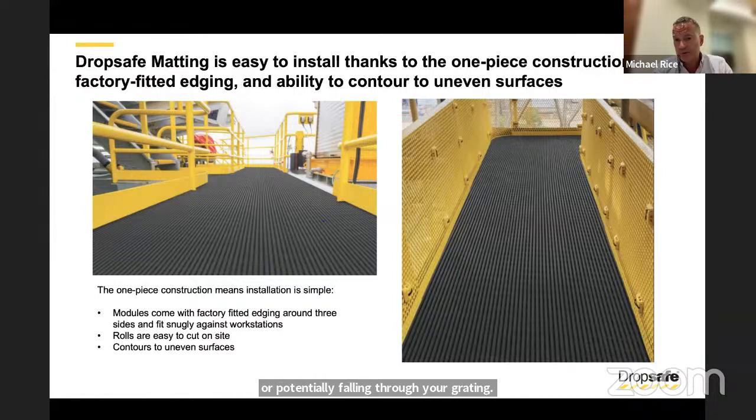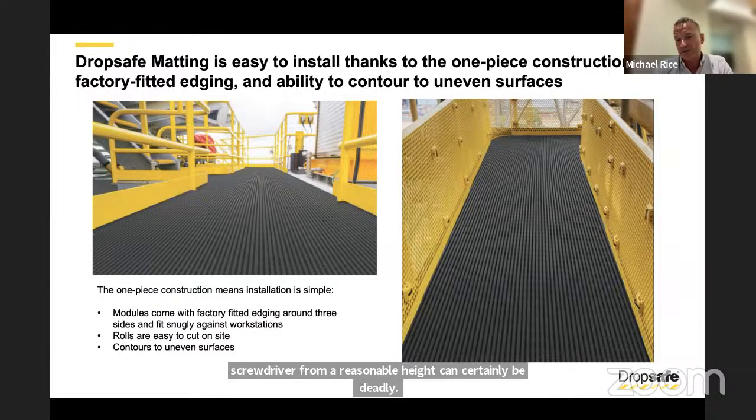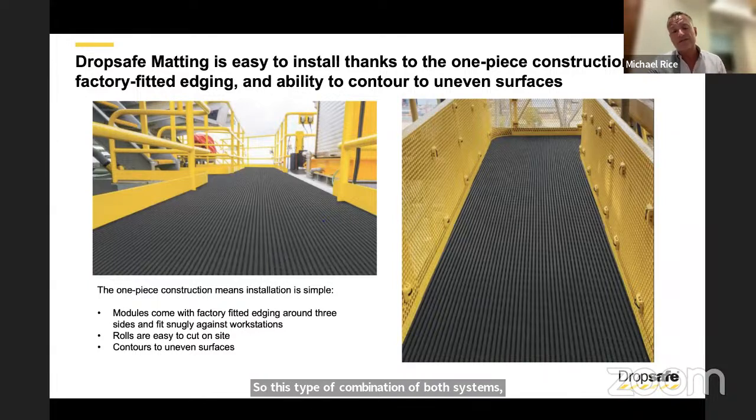Especially when it comes to tools being used at height, or for example, if your service teams are disassembling equipment. Quite often it's very difficult to prevent smaller items from potentially falling through your handrail or your grating. And as we saw in the graph earlier, even a small screwdriver from a reasonable height can certainly be deadly. So this type of combination of both systems, especially in those high-risk areas, will certainly give you a very high level of safety against dropped objects.